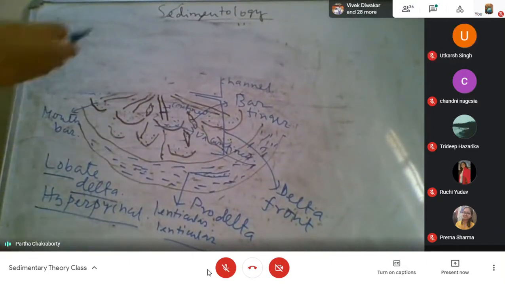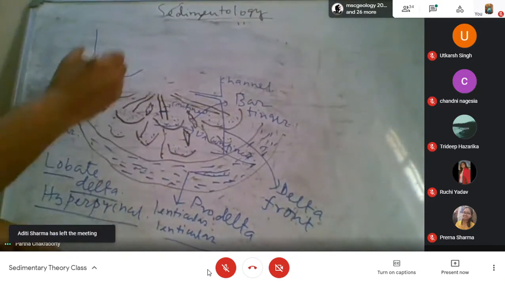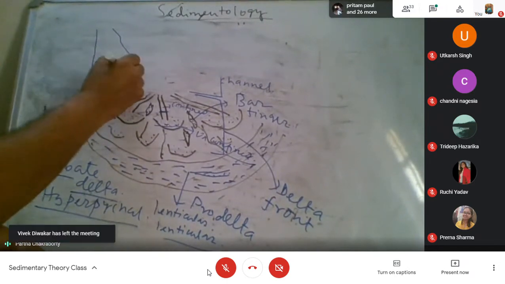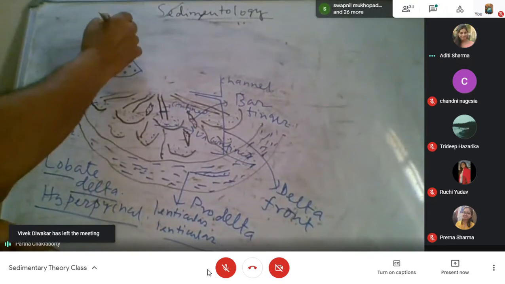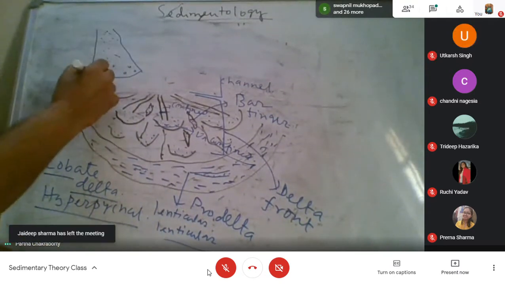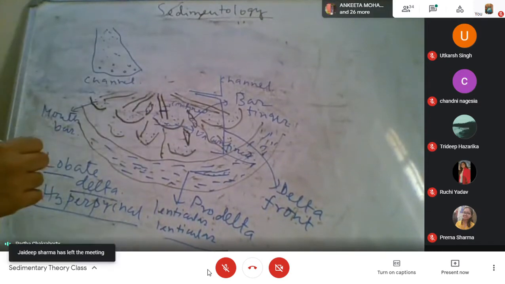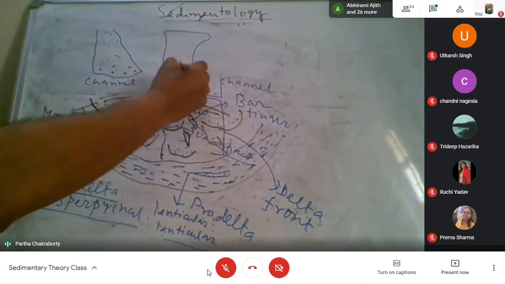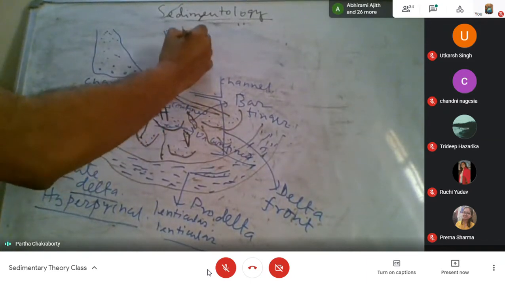Now a channel will always have an erosional base, and the channel will be fining upward. This is how a channel will always be. And how will be a mouth bar? A mouth bar will be just reverse. A mouth bar will be gradational at its base and it will be coarsening upward.